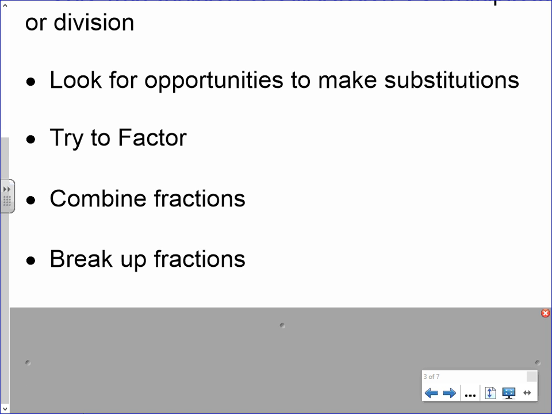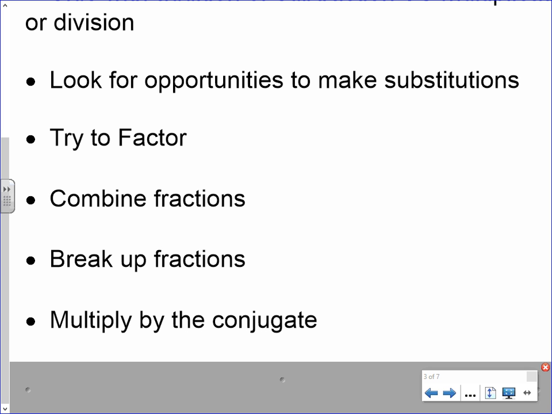Multiply by the conjugate, that is something that we talked about a little bit on Friday. If you have 1 minus sine of x, or 1 minus cosine of x, if we multiply by the conjugate, we create that Pythagorean identity in the denominator.